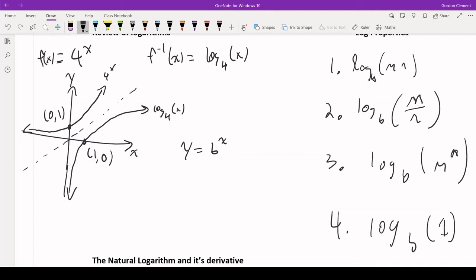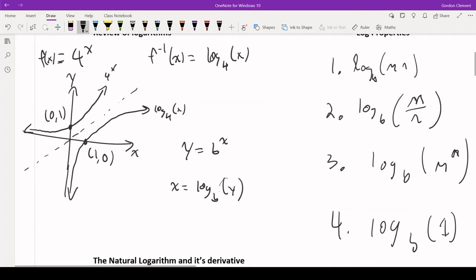And then you might remember if y is b to the x, that means x is log base b of y. So what logs do is they say, tell me the exponent, so the answer is the exponent, on the base that gives y as the answer. So the thing in the brackets is kind of the answer in the exponential function. So what we're going to do is we're going to start to find the derivative of logarithmic functions.